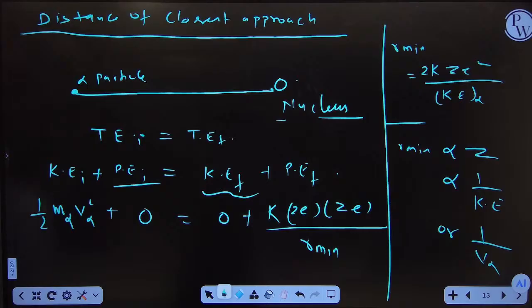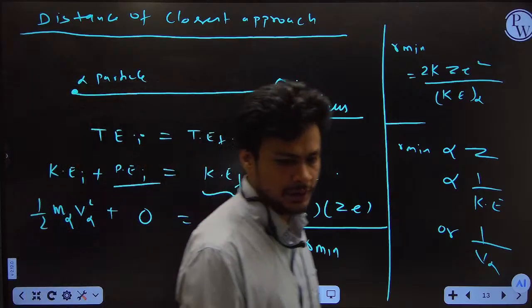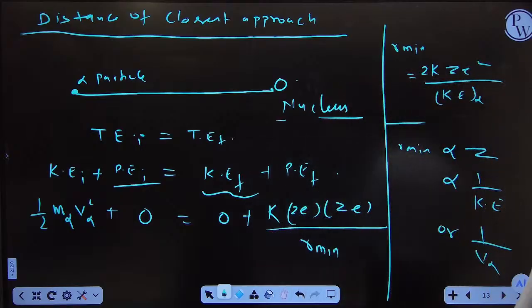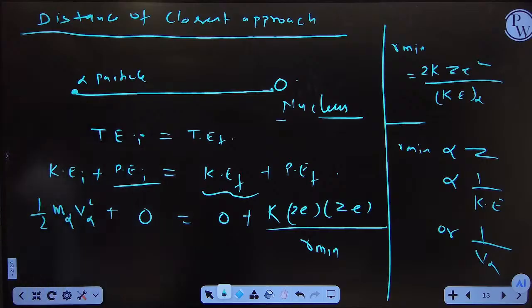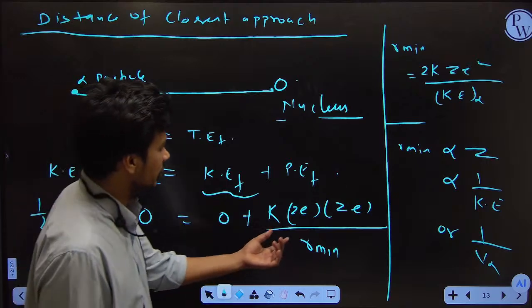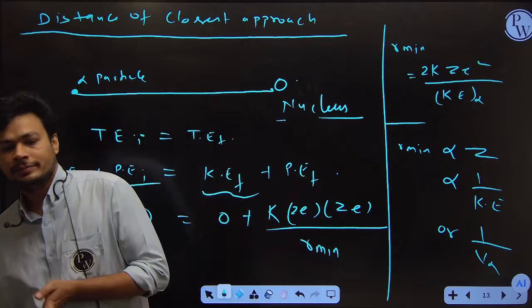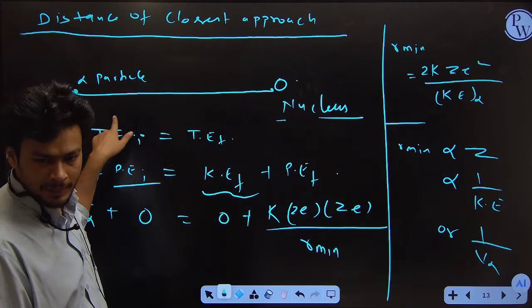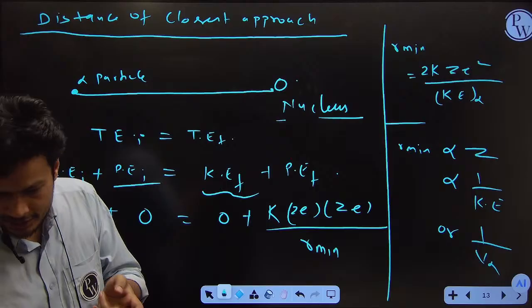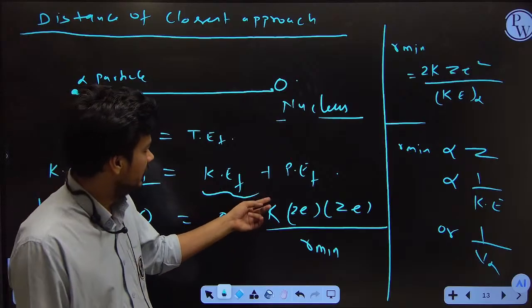Clear? Again, putting the value for constant and everything, you can find a simple direct formula. Where did it come from? What is the potential energy formula? It is kq1q2 by r square. What is Q1? Alpha particle. How much charge? 2, so this is 2e.